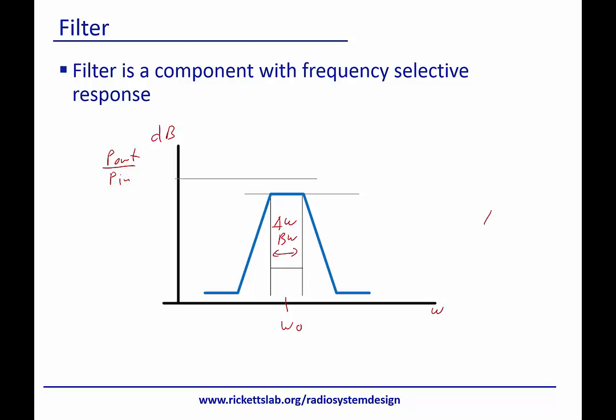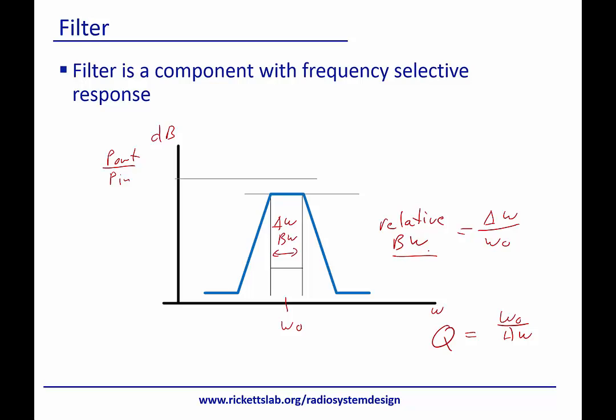Now if we take delta omega over omega naught, this is our relative bandwidth. Another convenient one is if we take omega naught over delta omega. This is what you probably remember as being Q. We talk about Q for resonators, we talk about relative bandwidth for filters, but it does the same thing on the plot.